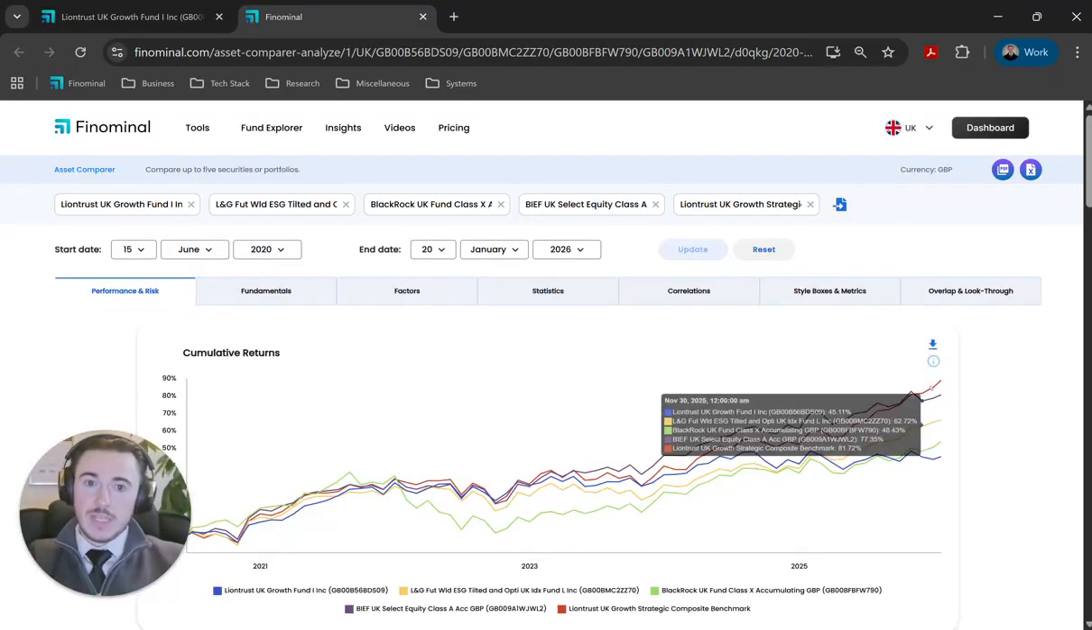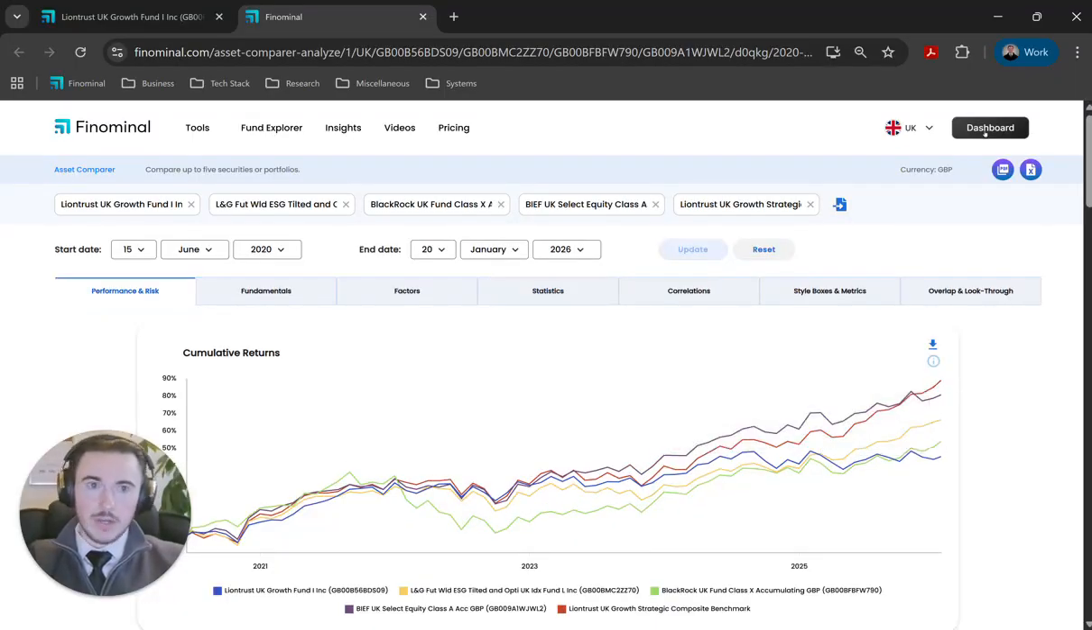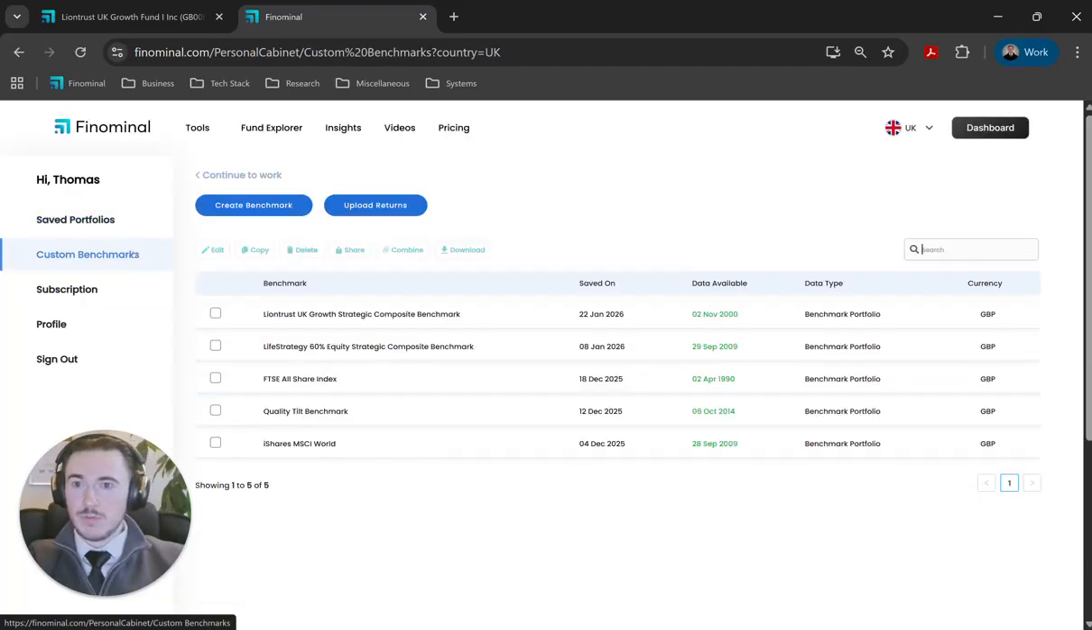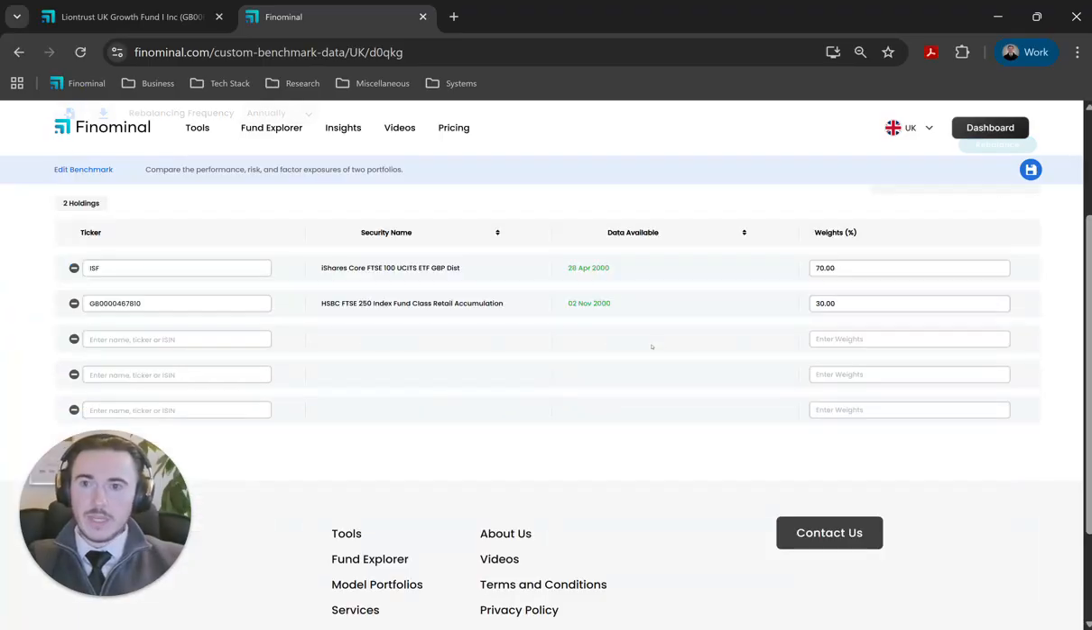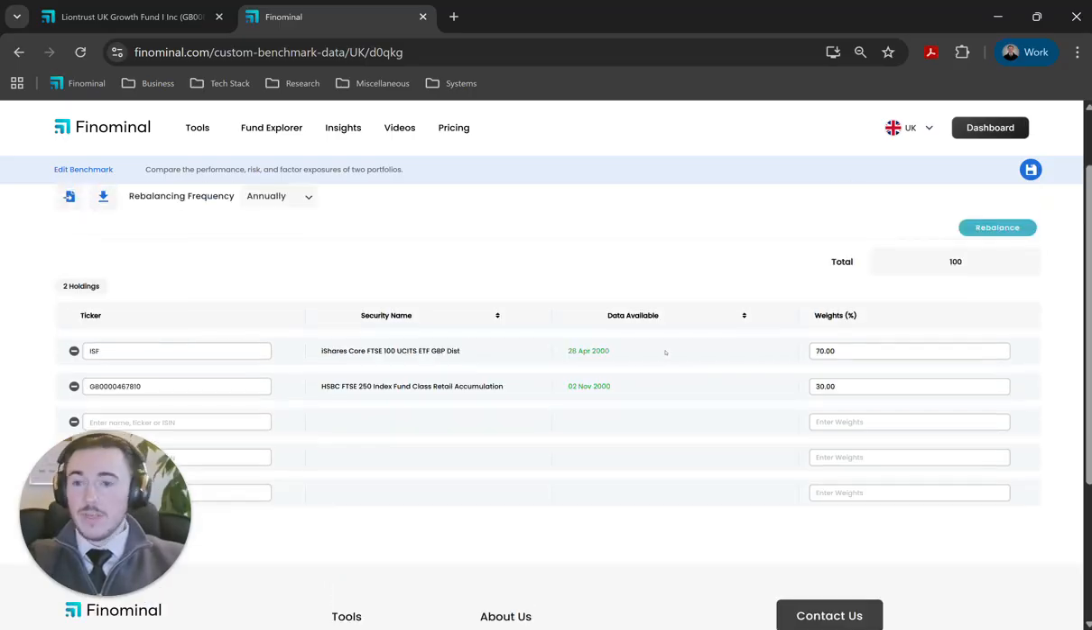For any of those who want to see the actual composite benchmark, I can head over to my dashboard, custom benchmarks. I'll just select the one I've done, edit, and then these are the ISINs as well as the weights. But I'll also put them in the video description should anyone wish to have a look. But other than that, that is all for this analysis.